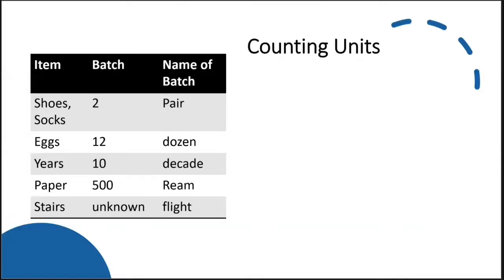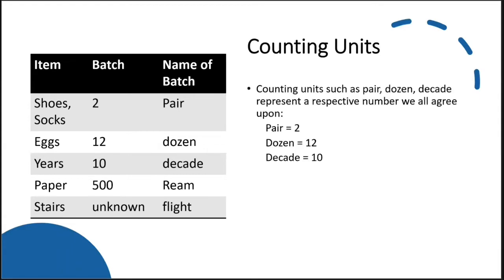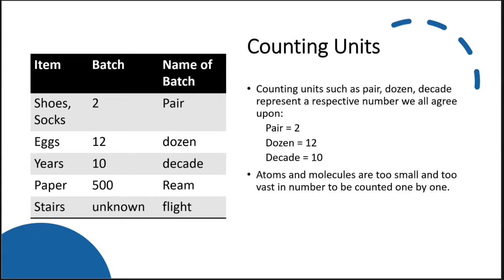Brilliant scientific ideas come from life experiences. To understand the concept of mole, we just need to look to our daily life. When we say a pair of socks or shoes or a dozen of eggs and so on, we use the word pair when we mean 2 and a dozen when we mean 12. We also say a decade when we mean 10. These words are counting units. They represent certain quantity that we all agree upon.